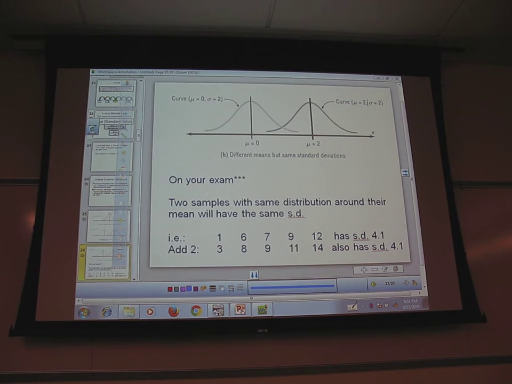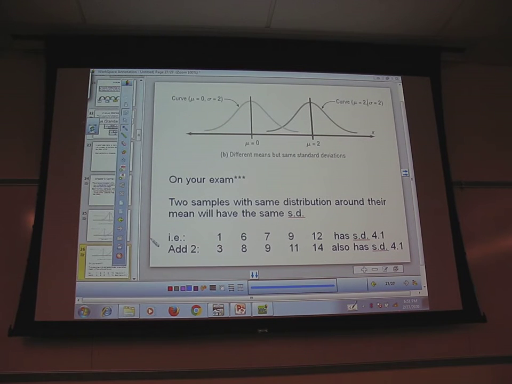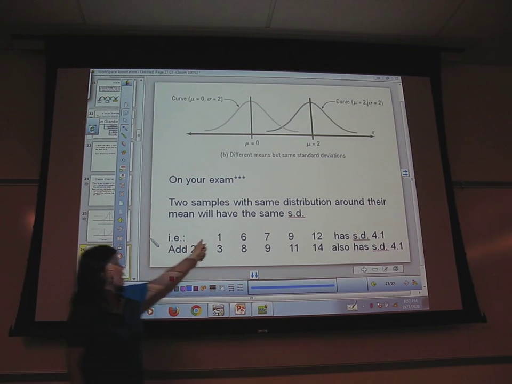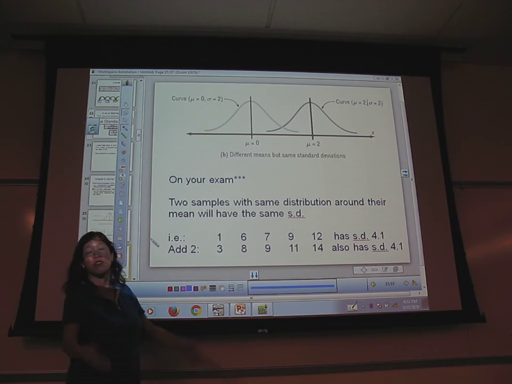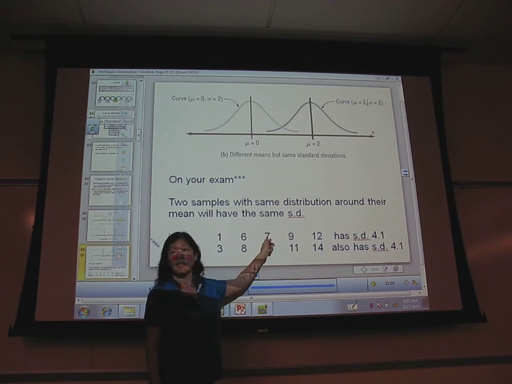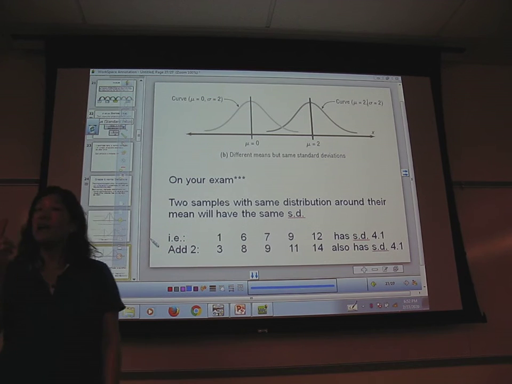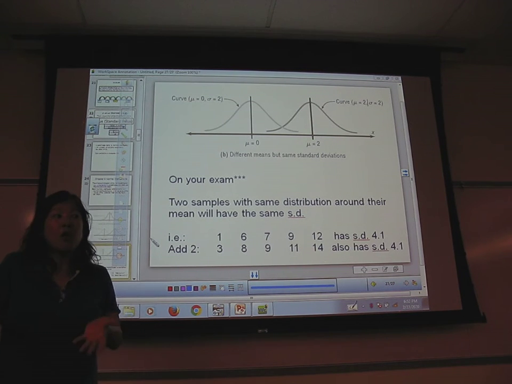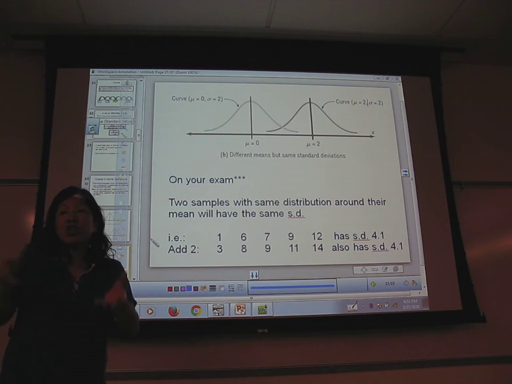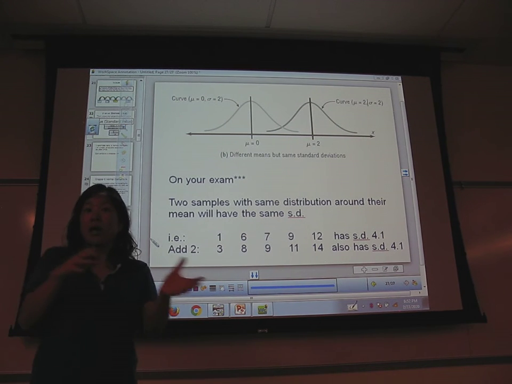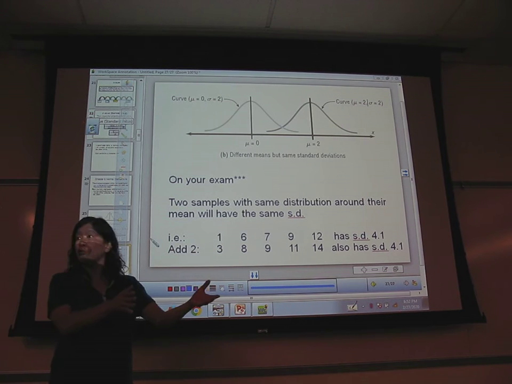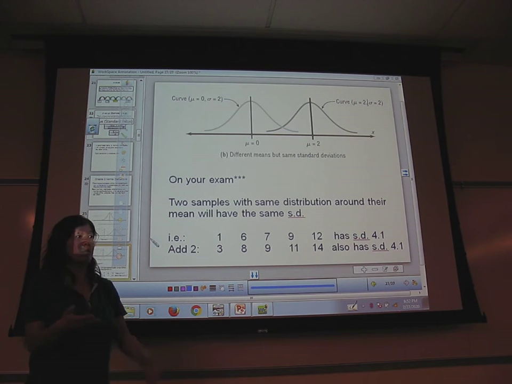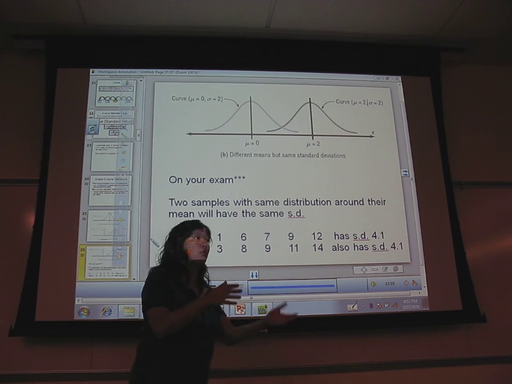Here, let me show you what I mean. Here's a different way. First let me explain this part to you. So in other words, if you have a set of numbers, and say this has a mean of 7 and a standard deviation of 4.1. Mean of 7. If I add 2 to every single number, they all go up by 2. Their shape stays the same with each other. But because they're all increased by 2, then the mean goes up by 2. So you guys see what I'm saying? Because they all went up by 2.